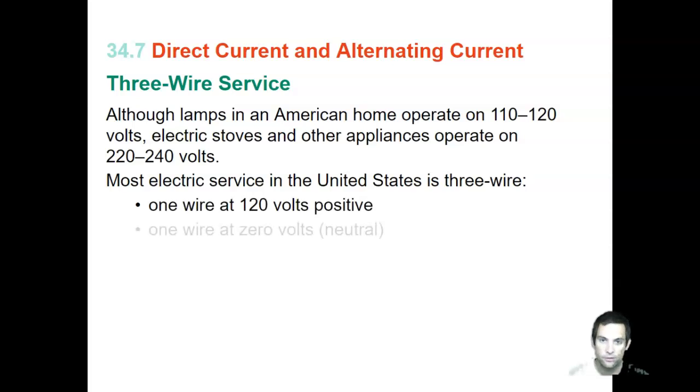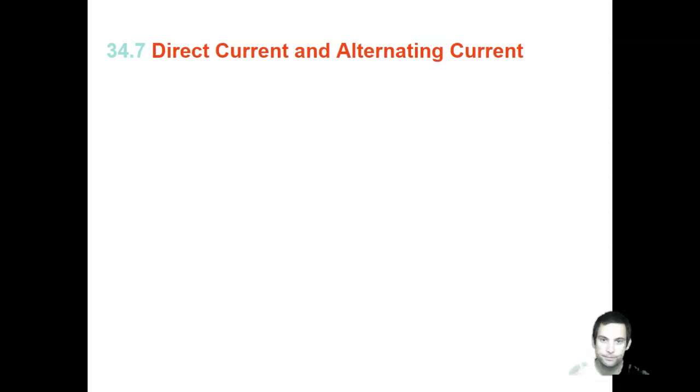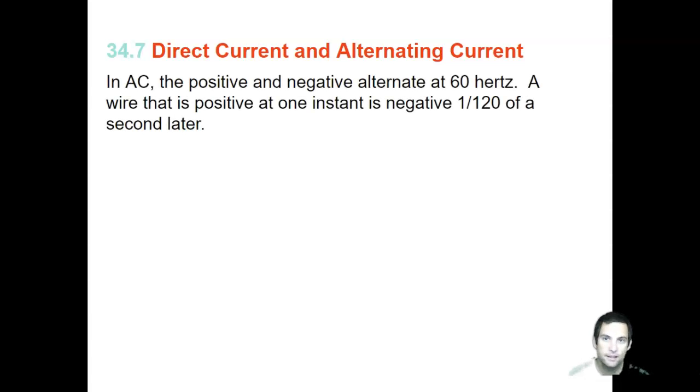One wire is 120 volts positive, one wire is 0 volts, that's the ground, and then one wire is negative 120 volts. In the AC, the positive and negative alternate at 60 hertz. A wire that is positive at one instant is negative 1/120th of a second later. So a hertz is the cycling back and forth per second.